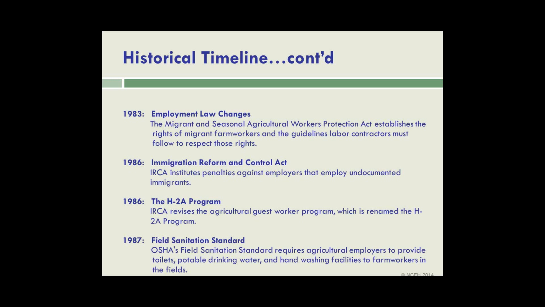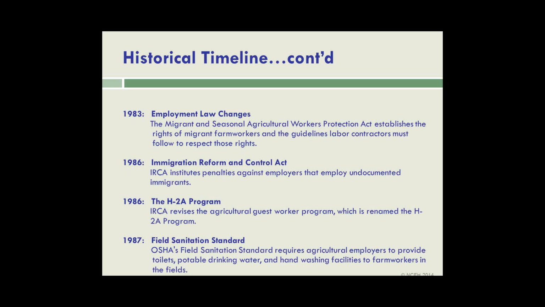The Immigration Reform and Control Act is enacted in 1986, which institutes penalties against employers that employ undocumented immigrants. The Act also grants legal immigration status to 1.1 million formerly undocumented agricultural workers. The IRCA revises the Agricultural Guest Worker Program, which is renamed the H-2A program in 1986.